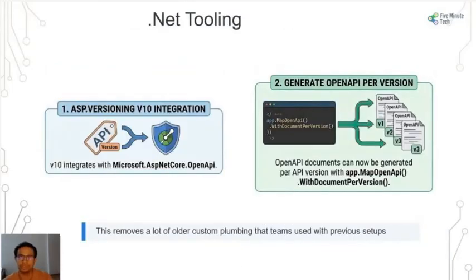So we will talk about the .NET tooling. Asp.Versioning is what we are going to talk about. I'll be showcasing it in a demo, where version 10 integrates with Microsoft.AspNetCore.OpenApi and generates OpenAPI per version. OpenAPI documentation can now be generated per API version with app.MapOpenApi and the WithDocumentPerVersion method. This removes a lot of older custom plumbing that teams needed to do with the previous setups.